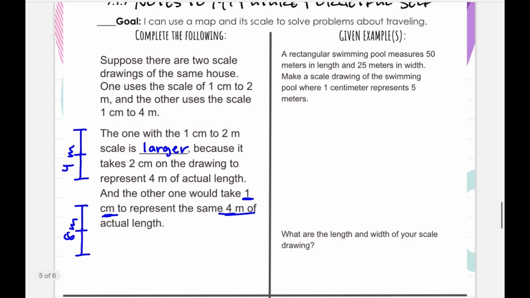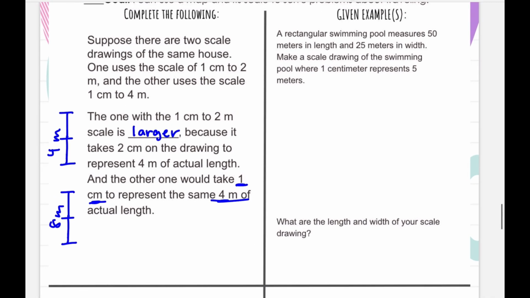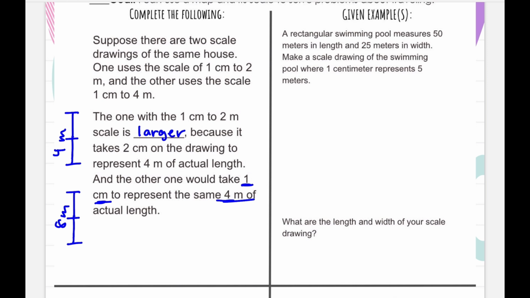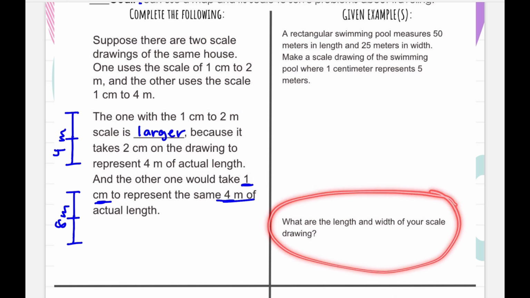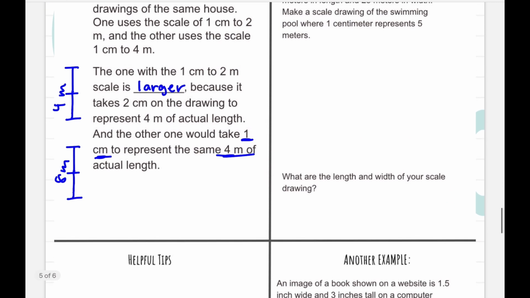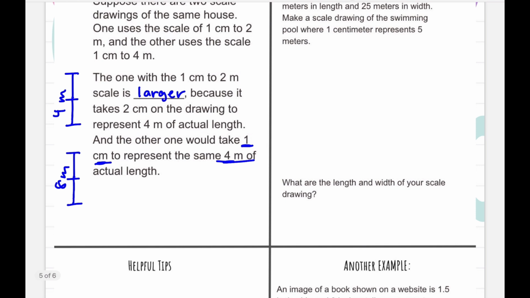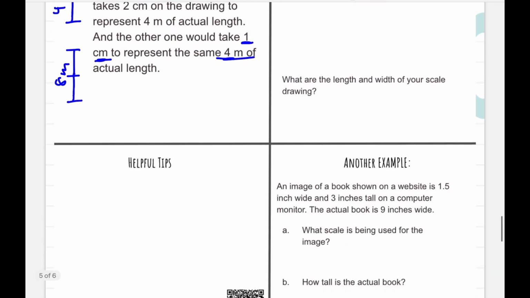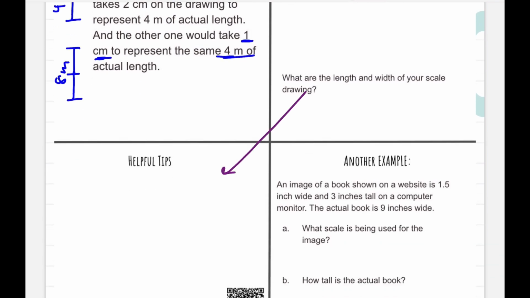In our given example, a rectangular swimming pool measures 50 meters in length and 25 meters in width. We need to make a scale drawing of the swimming pool where 1 centimeter represents 5 meters. You're going to notice down below is where it says, what are the length and width of your scale drawing? Well, let's do that first. To make sure I have enough space, I'm actually going to do all of the work for that problem over here in my helpful tips.